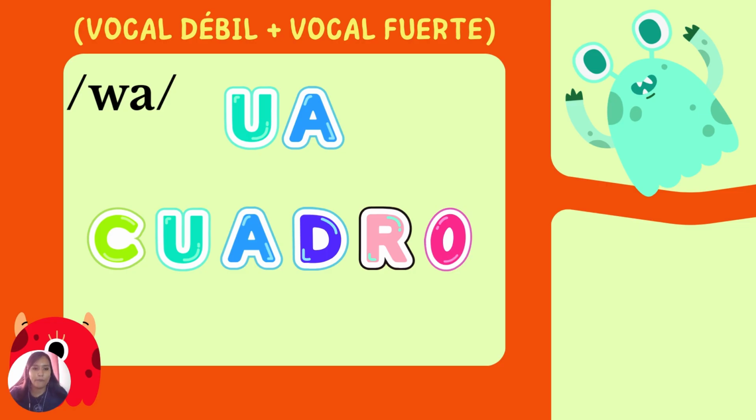Then we have wa, U más A, the sound is going to be wa. Okay, and we identify this diphthong, right? So we have it at the beginning of this word, right? So we're gonna separate until C-U-A, we blend the word, and then we have D-R-O. So we're gonna say cuadro, cuadro.